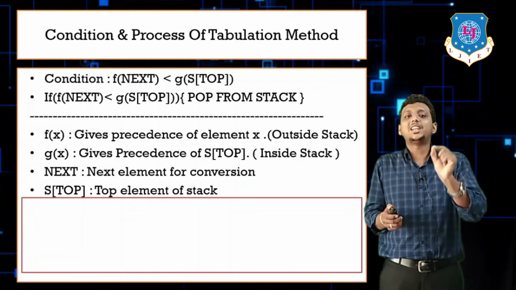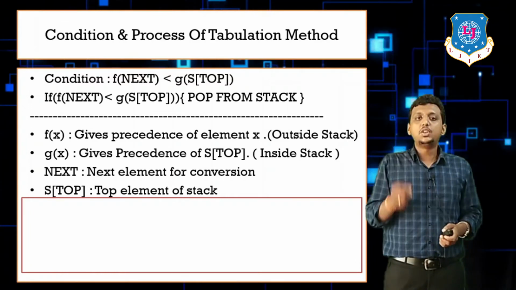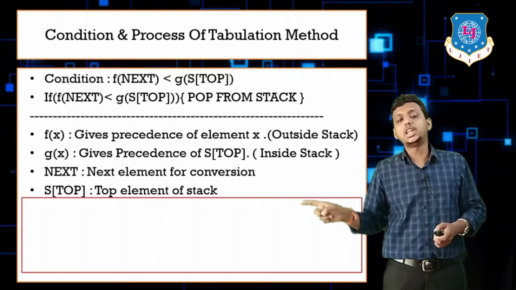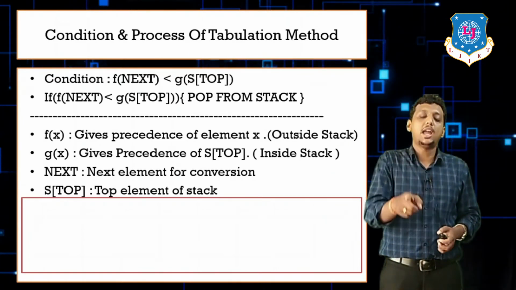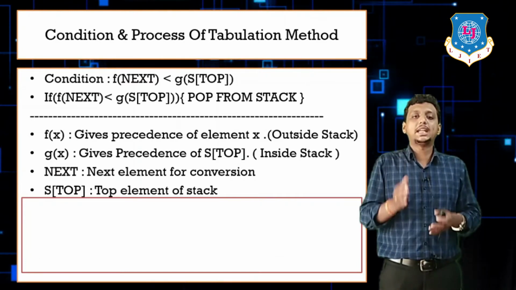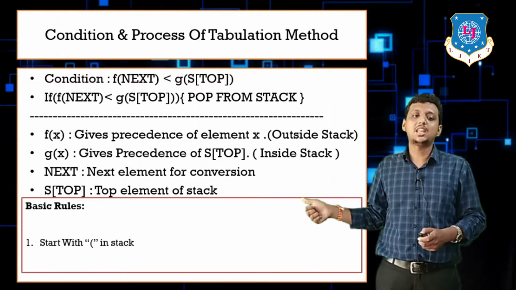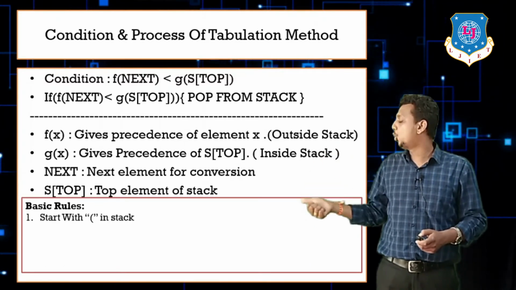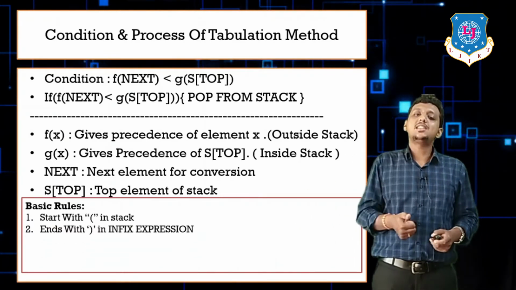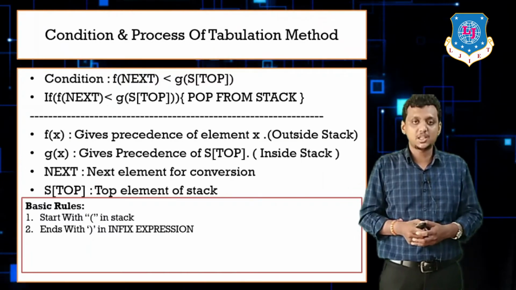Now the rules are a little bit different. In the without-parenthesized method, we used to first initialize our stack with hash, and our string is appended by hash. But here we are going to use the precedence of the opening bracket and the closing bracket. So here we have the rules like this. The first rule is to start with the opening bracket in the stack. Next, end your string by appending a closing bracket to the infix expression.